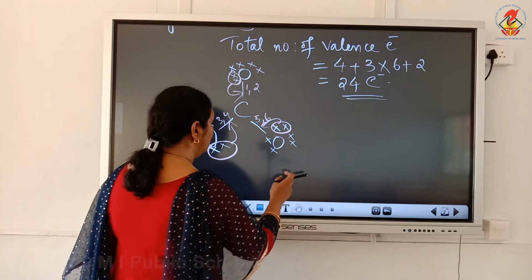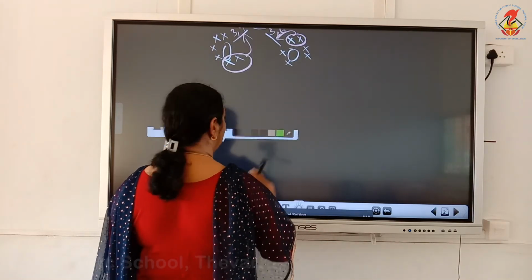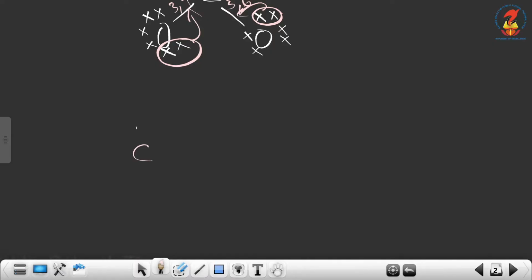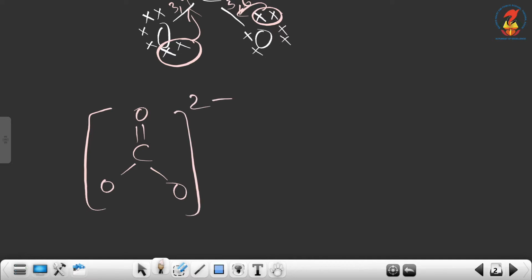So I'm going to draw the 3 possible Lewis structures. The first structure is CO3 2 minus. Again, we have to complete the octet. Don't forget to complete the octet. 1, 2, 3, 4, 5, 6, 7, 8.